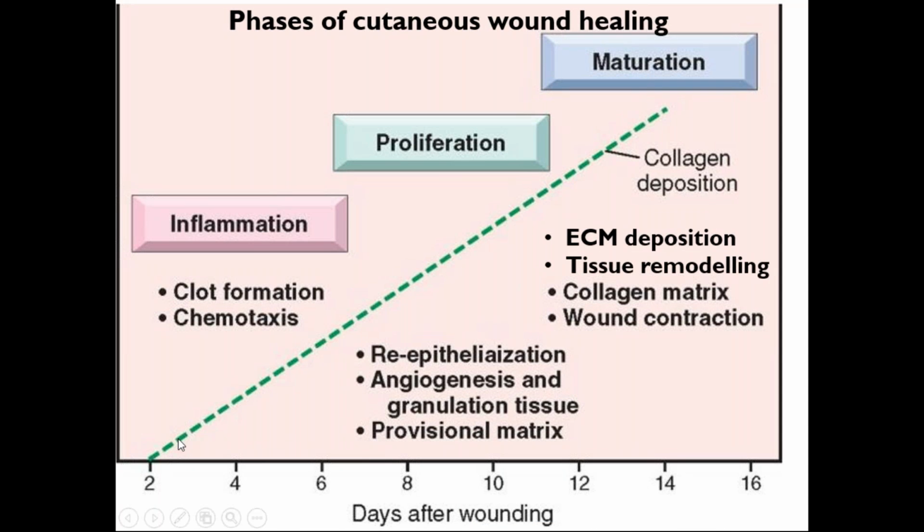So this is how the phases of wound healing go. Initially there is clot formation, chemotaxis, and a lot of inflammation. Later on, proliferation of the epithelial cells, angiogenesis, and collagen matrix. There will be reepithelialization, angiogenesis, and granulation tissue, and there is provisional matrix formation, collagen matrix formation. Later on, there will be maturation of collagen. Type 1 is replaced by type 3, and there is extracellular matrix deposition, tissue remodeling, and wound contraction. These are the different phases of wound healing.